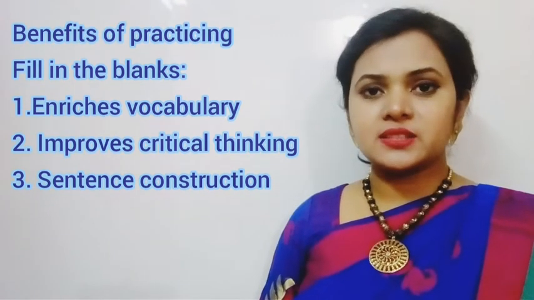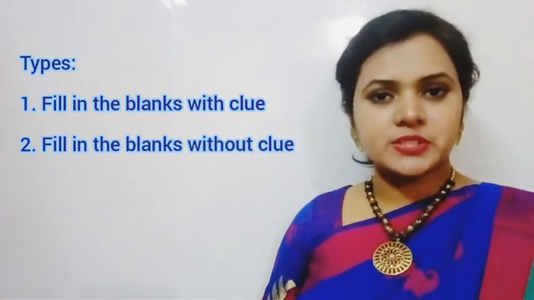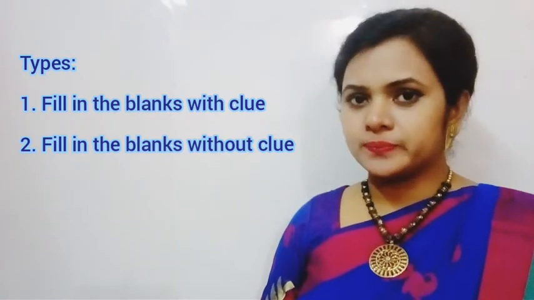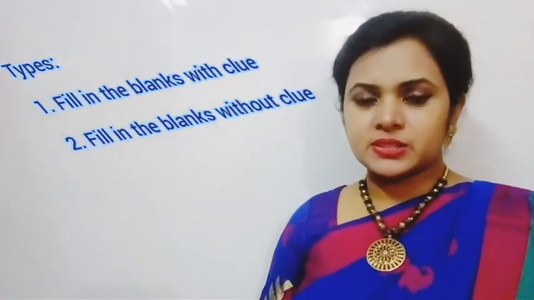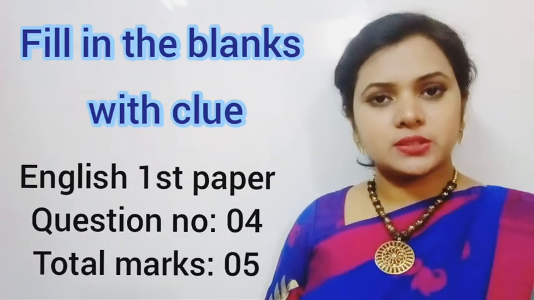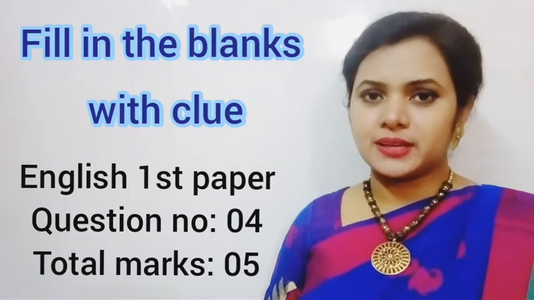perfection in sentence construction. There are two types of fill in the blanks in English first paper: fill in the blanks with clue and fill in the blanks without clue. Our today's topic of discussion is fill in the blanks with clue. We find it in English first paper, question number 4. And the total mark of this item is 5.